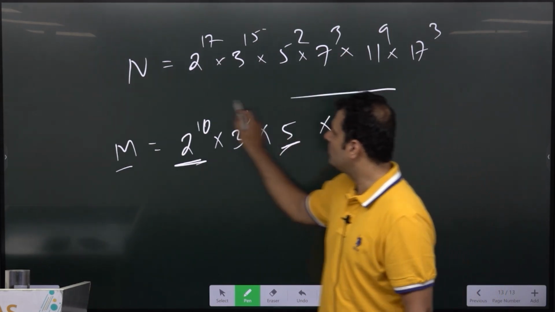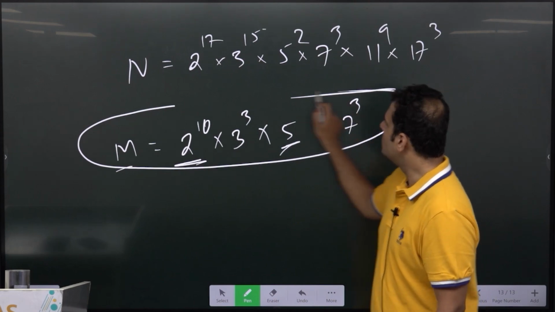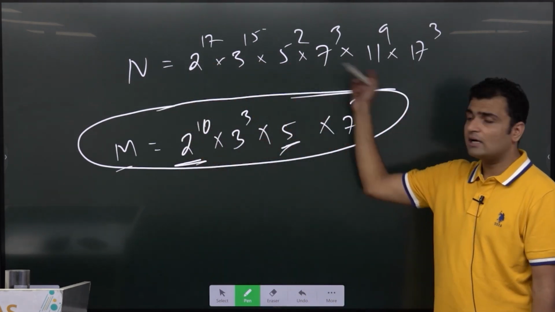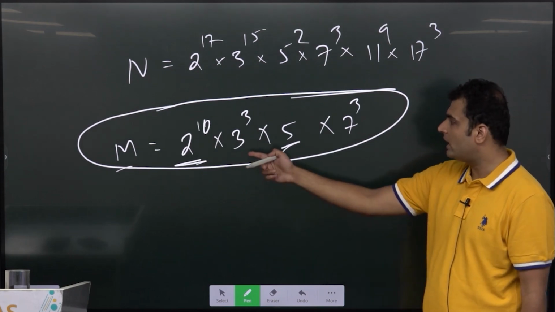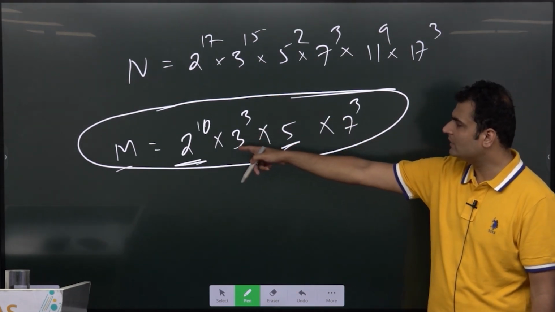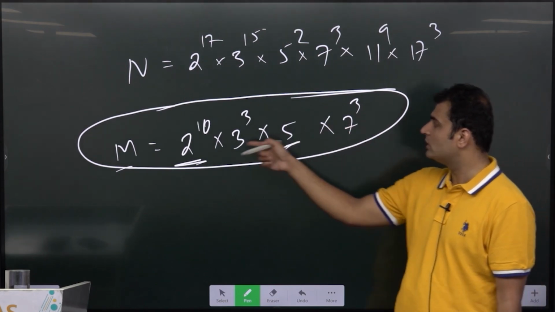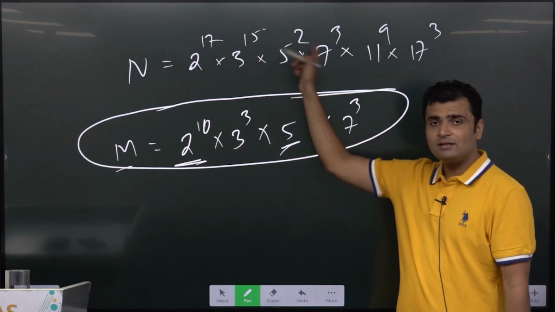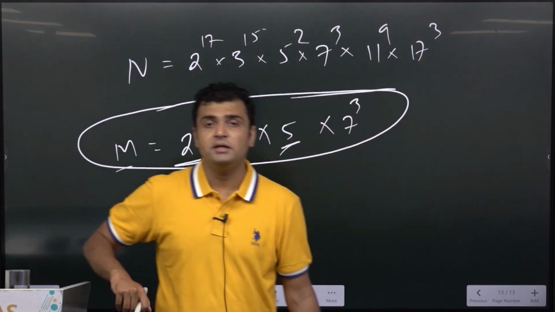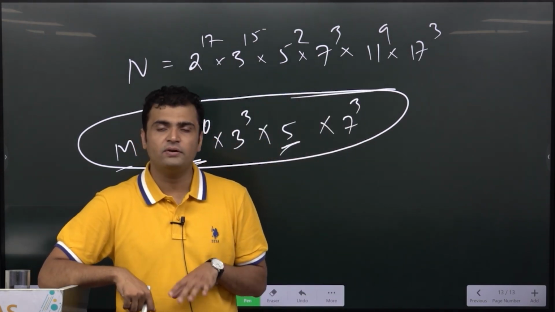So now this number m completely sits inside this number n. If we write the prime factorization of n and the prime factorization of m, you can see that all the prime factors of m, to their respective powers, are sitting inside this number n. That is why we can say that this m is definitely a factor of n.